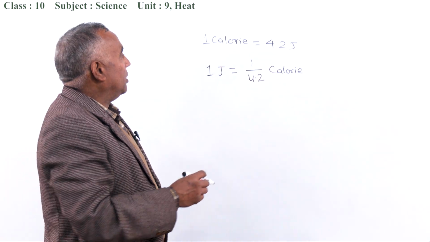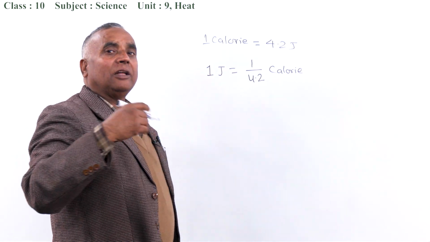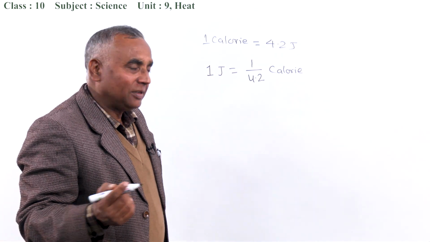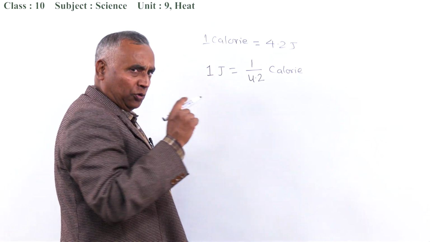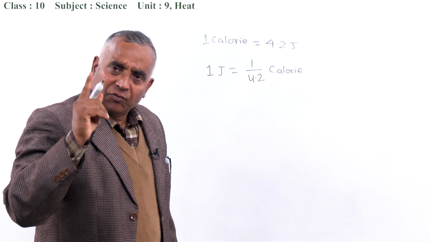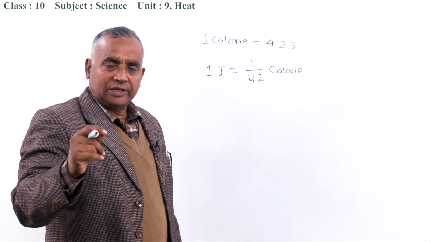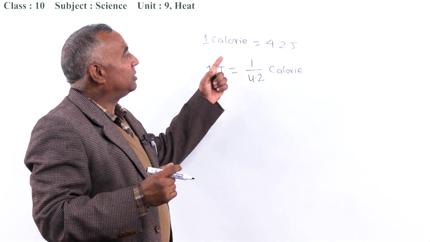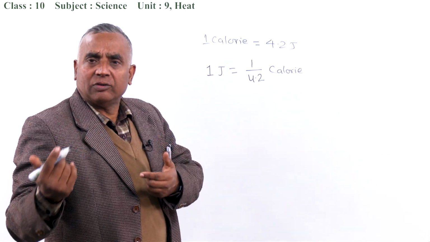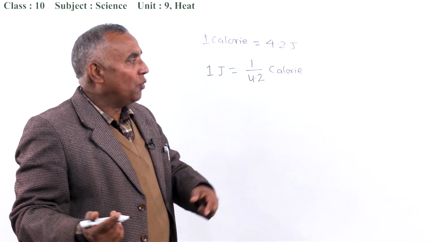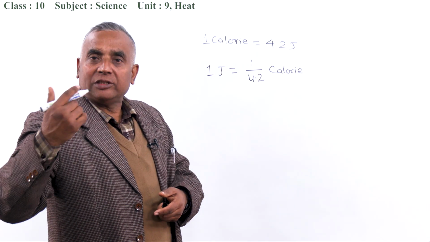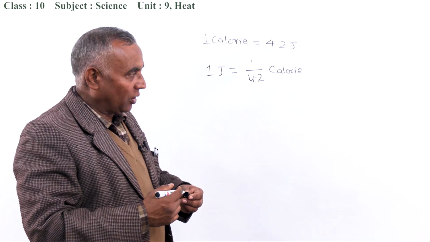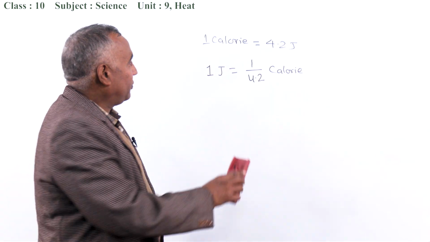Bigger than calorie, there is another unit also. That is kilocalorie. You know the meaning of kilo. In the first unit, you studied that kilo is 1000. So 1000 calorie equals 1 kilocalorie, and 1000 joule equals 1 kilojoule. Okay?